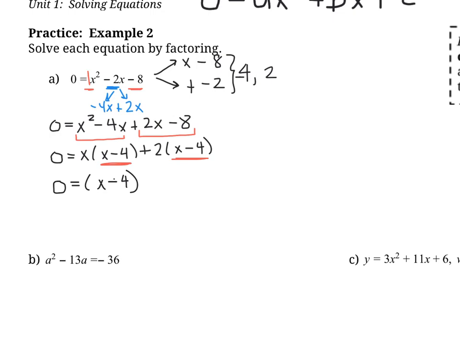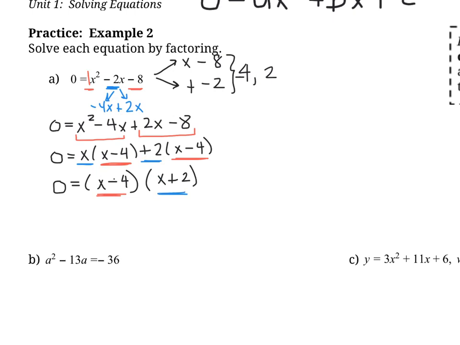So we're going to take out an x minus 4. And then what's left over? Well, we have an x left over in this term and a plus 2 that's going to be left over in this term. So when I take out an x minus 4, I'm going to be left with x plus 2. So I'm going to write x plus 2. And now we've factored this, and you can check by just multiplying.